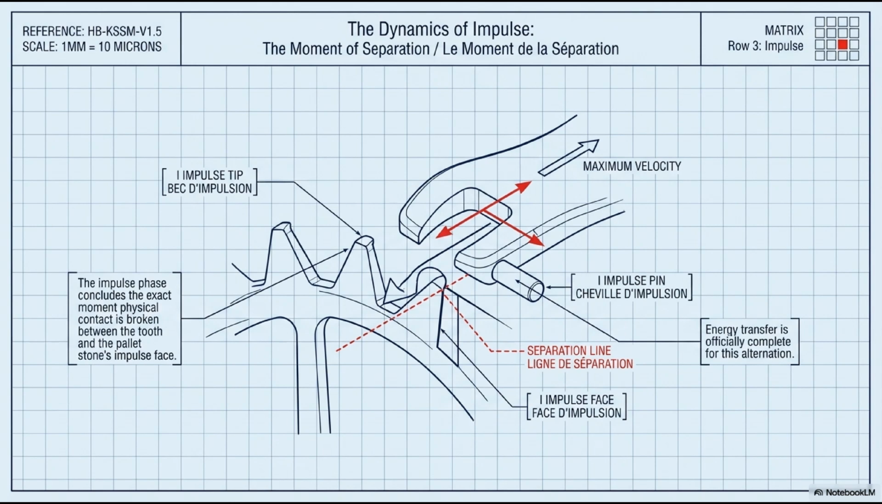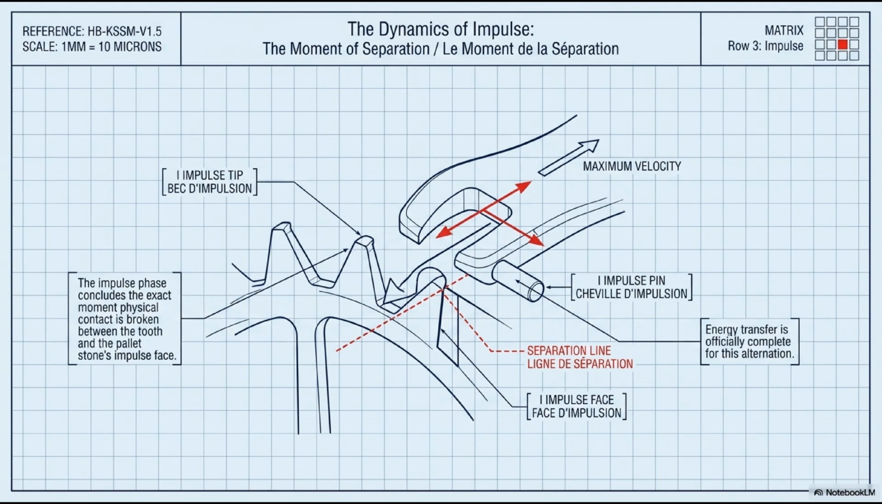The separation line, ligne de séparation, is the dashed line on the diagram. Everything before that line, tooth still in contact. The moment the geometry crosses it, contact is gone. At this instant, the tooth is no longer driving the fork. The fork is no longer driving the impulse pin. The balance wheel is traveling at its maximum angular velocity for this beat.